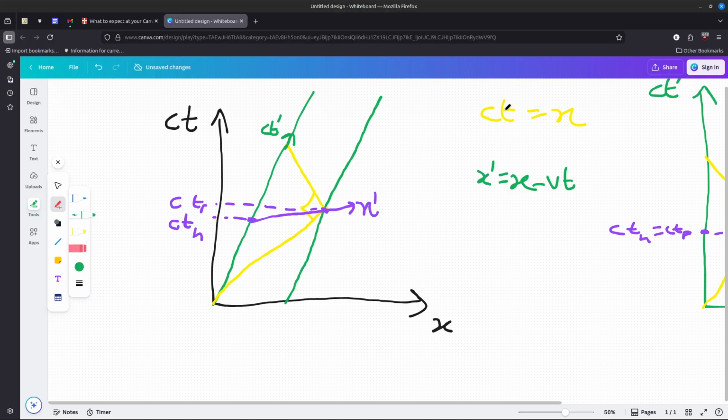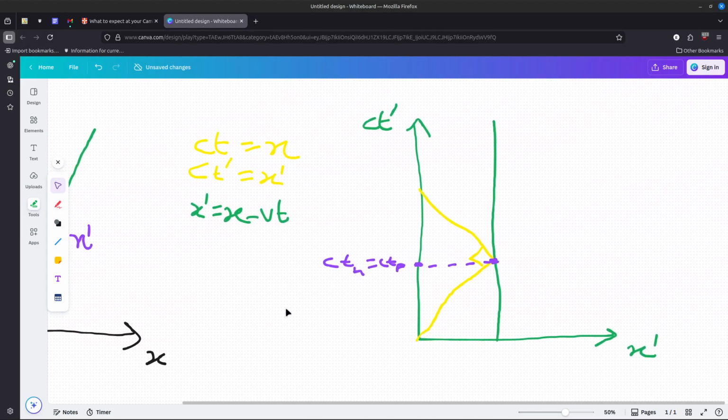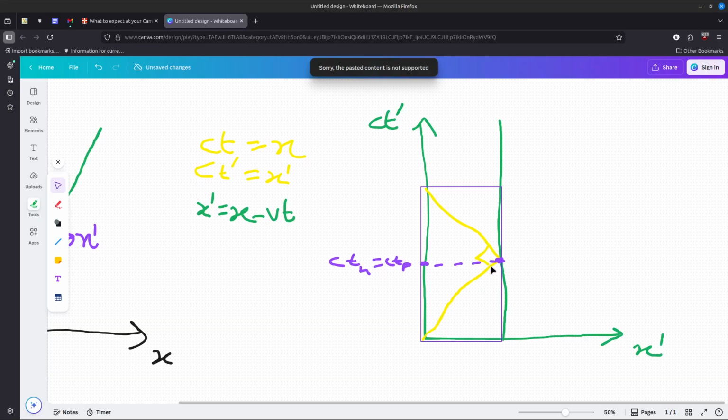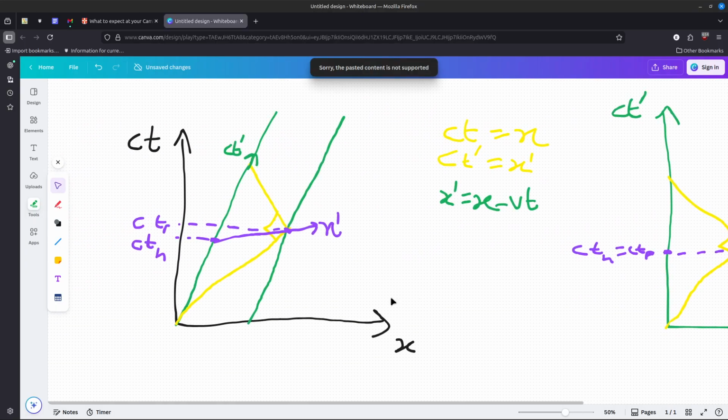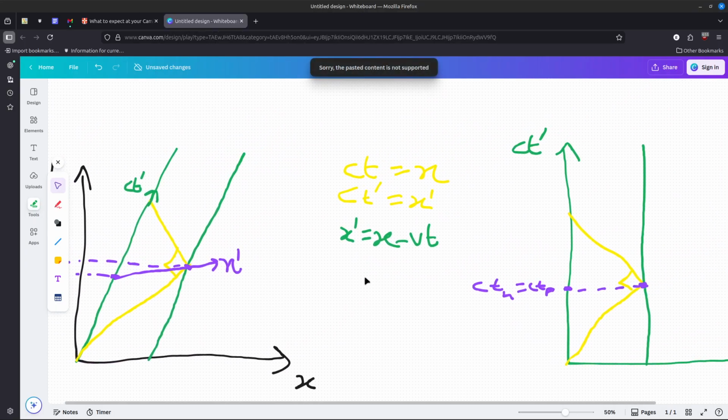Also, another fact to know is because the speed of light is constant, then you can say that CT equals x, or CT prime equals x prime, because if we move over here, then here the speed of light moves 1 unit of distance with 1 unit of time, 1 unit of distance with 1 unit of time. So this is going to be very helpful in finding some kind of expression like this.